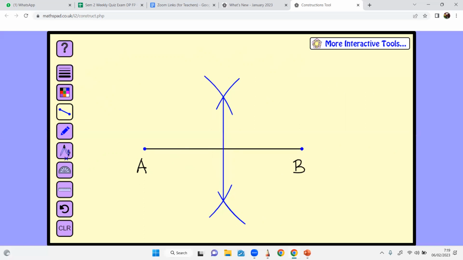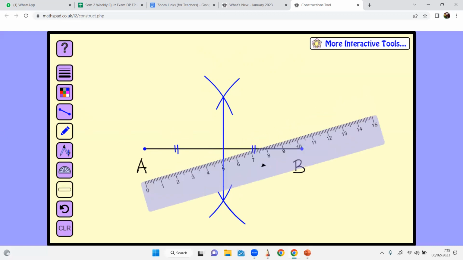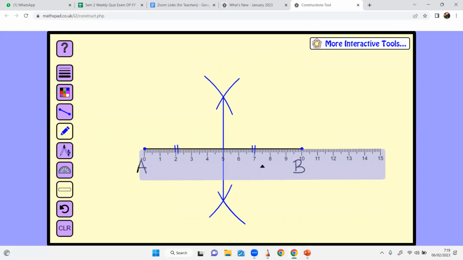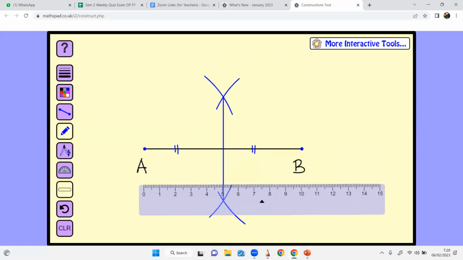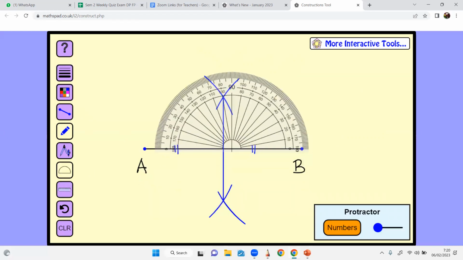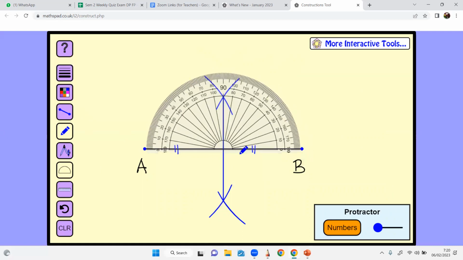That's it. Any questions so far? So it divided line AB into two parts, 5 cm and 5 cm, as you can see here. It has to be 5 cm. See, 5 cm means half of the distance of 10, and then it's also 90 degrees. There you go. See, 90-degree angle.